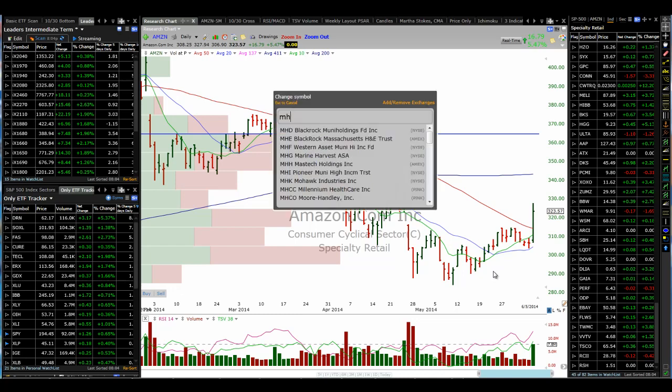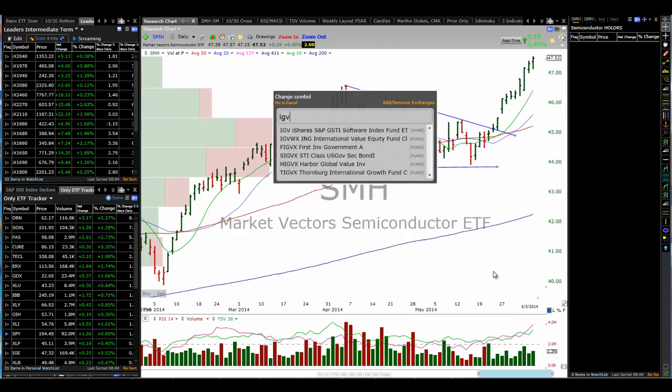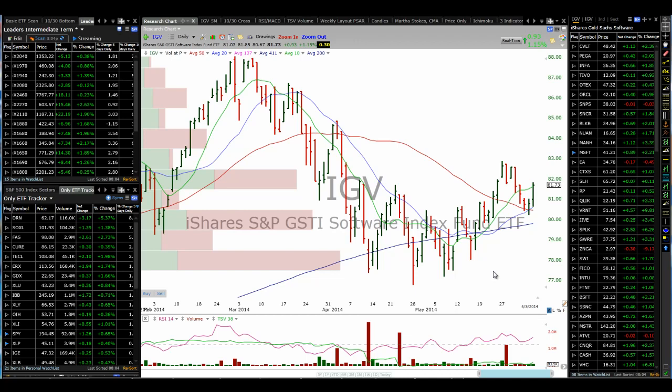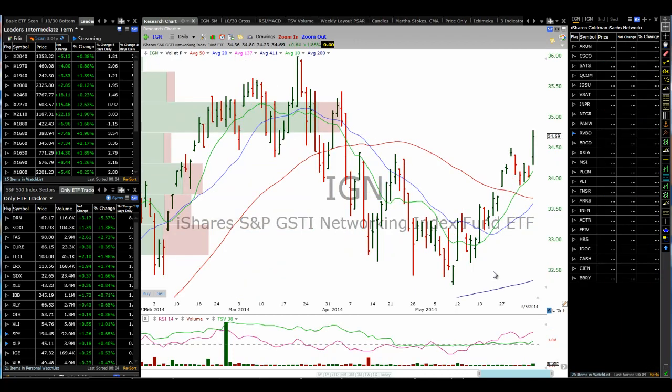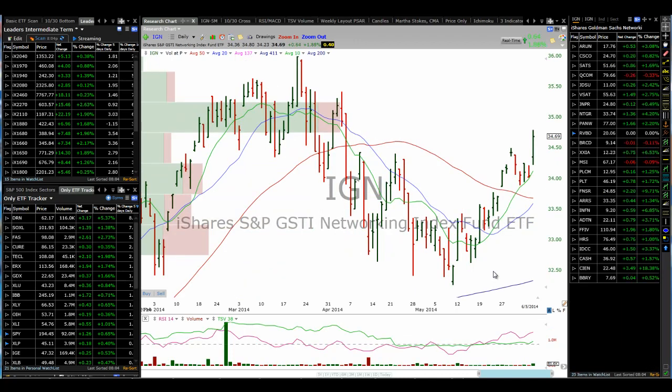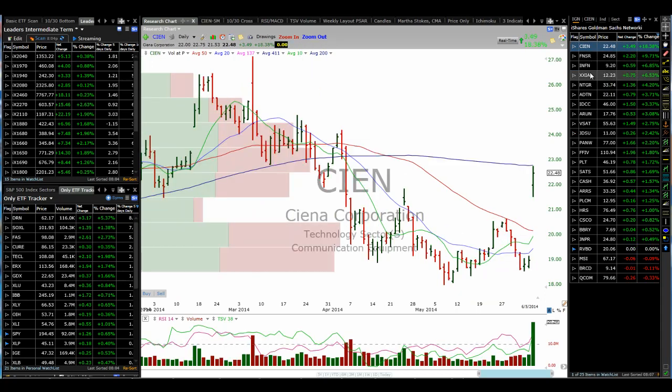I still like semiconductors a lot, which we've talked about. And I still like software, even though it's kind of bounced back down a little bit. Networking broke out today on the upside. I think you've got to like some of that. And just want to look at what moved today. But you can see that Ciena Corporation gapped out today.